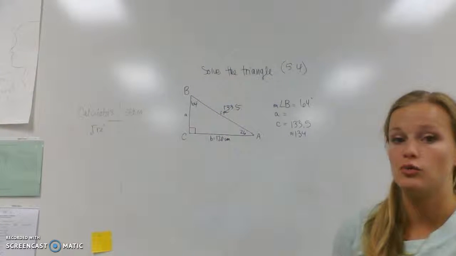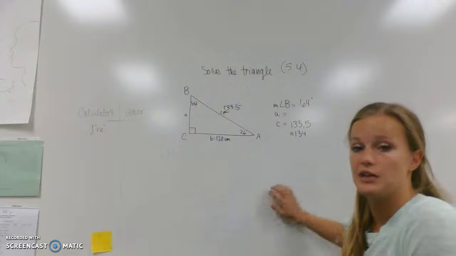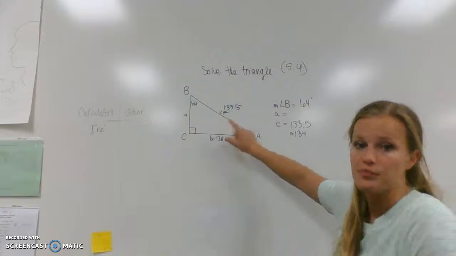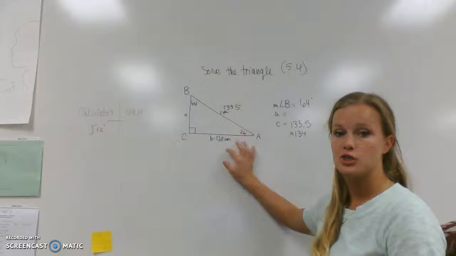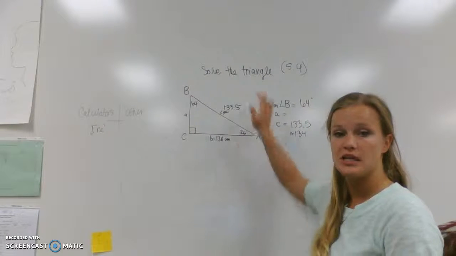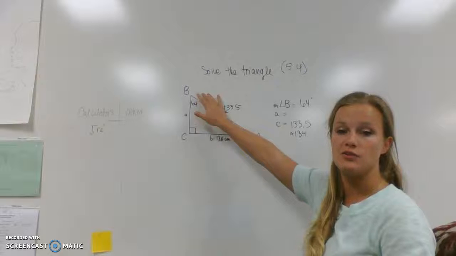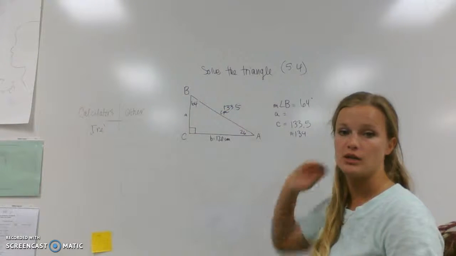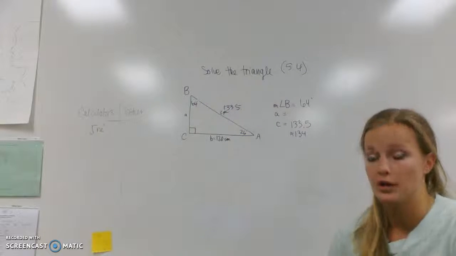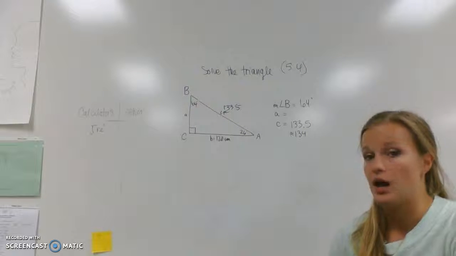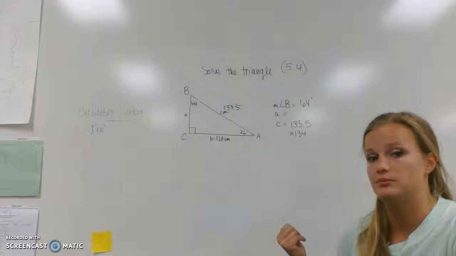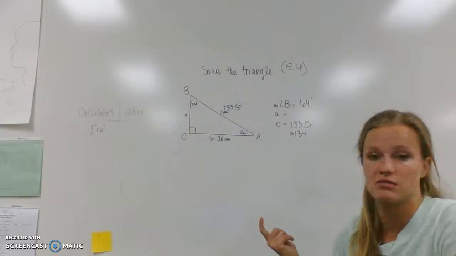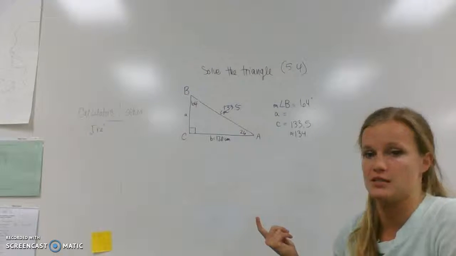Now we can go forward in a couple of different ways. I can either use another trig ratio with A. So I can choose either sine of 26 or cosine of 64 or tangent of either one to solve for A, or I can do Pythagorean theorem. We're going to do Pythagorean on the next one, so I'm going to do tangent of A just because I want to.